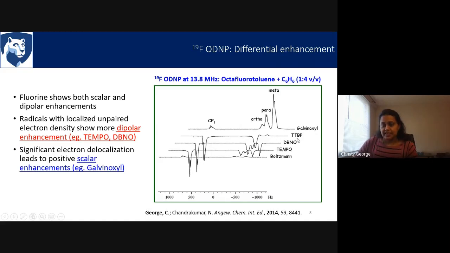Whereas when we are using a radical called TTBP, the CF3 still shows a negative enhancement, whereas the para and meta fluorines show a positive enhancement. And the enhancement factors at different positions are different. And now when we go to a radical called galvinoxyl, all sites show positive enhancement, and the site which was showing the least dipolar negative enhancement is now showing the highest positive scalar enhancement.